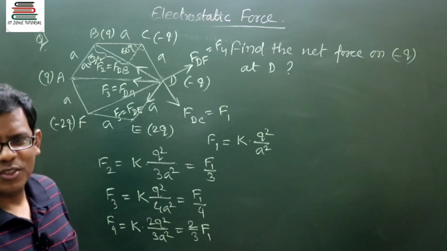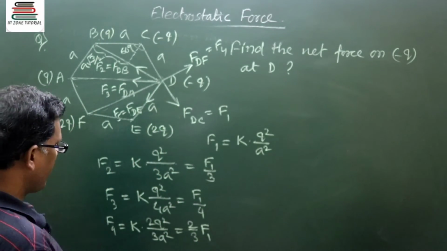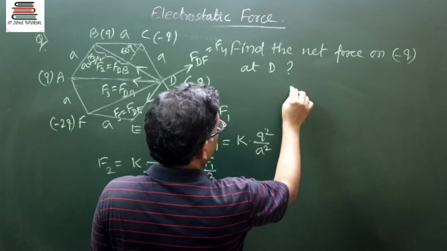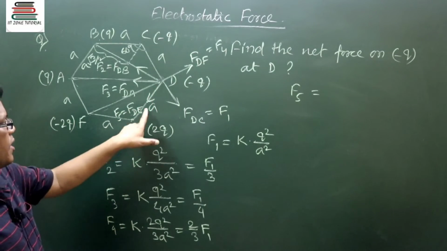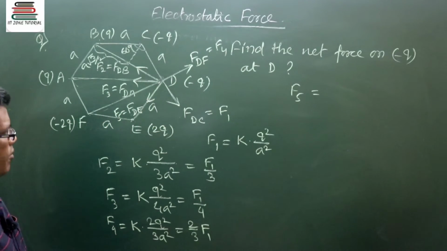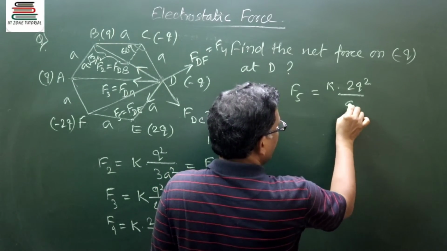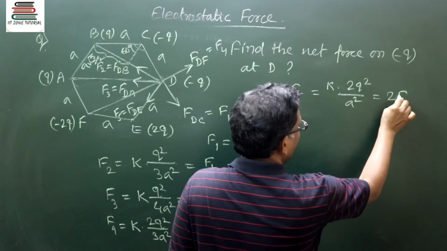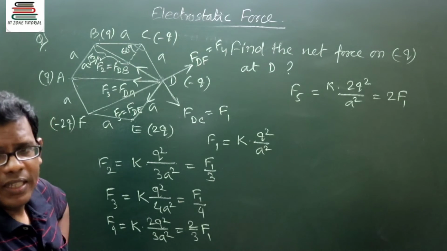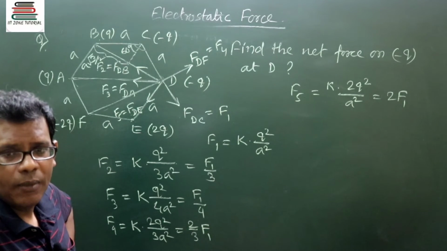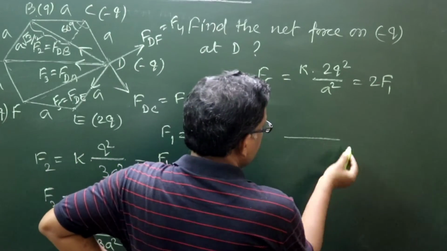So, can I write F4 is 2/3 of F1? You can see each and every force is going to be simplified in one term, right? So F4 is 2/3 of F1, and then finally F5, the force between E and D. The separation was A and the product of magnitudes gives K into 2Q square by A square. So this is equal to 2F1. That means all forces are now available in terms of the one expression F1, which will help us simplify the overall thing. So now I will go for the geometrical simplification.